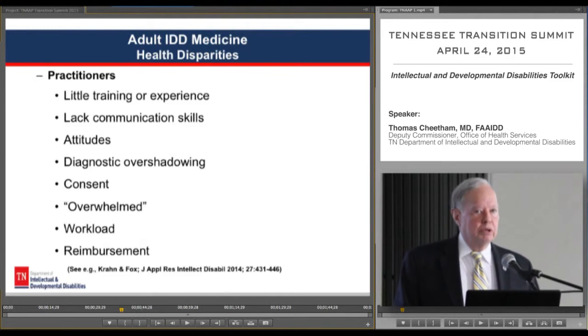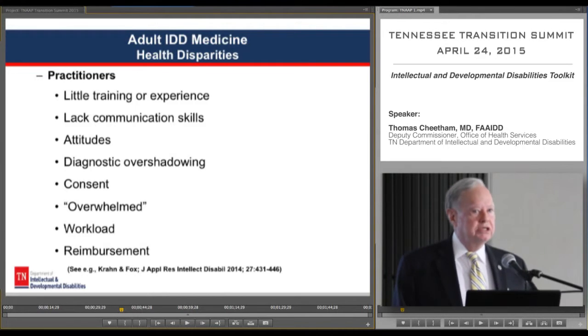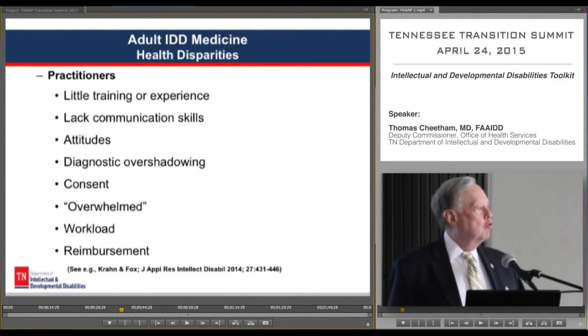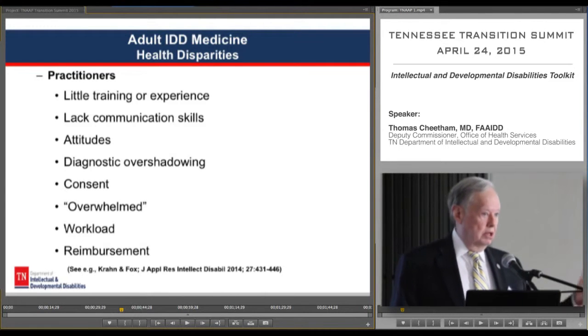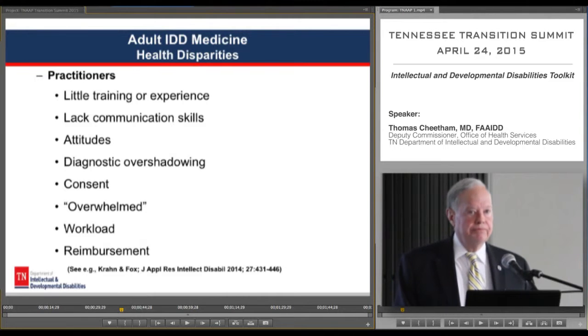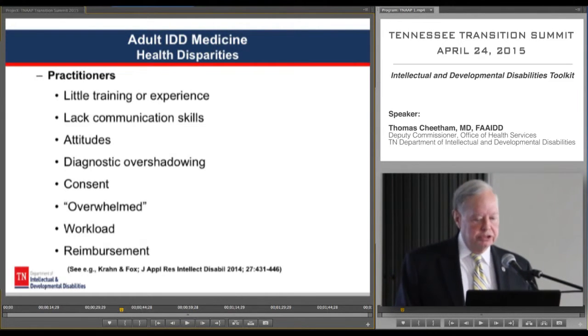There's an interesting paper in the family medicine literature that quite explicitly family docs talk about feeling overwhelmed with lack of training and experience and these very complex folks. We've heard about workload issues. We've heard about reimbursement issues.